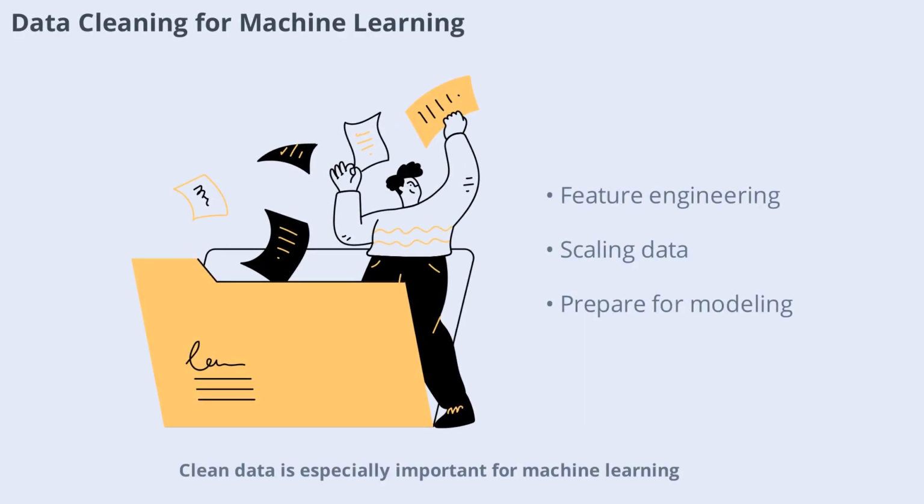Clean data is especially important for machine learning. Algorithms rely on accurate, consistent data to learn patterns and make predictions. Data cleaning for machine learning often involves additional steps like feature engineering and scaling to prepare data for modeling.